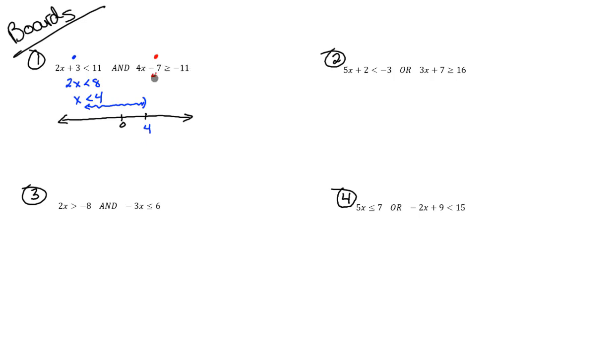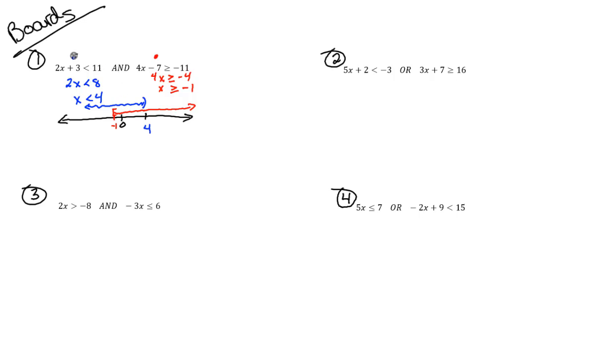Add 7, we get 4x greater than or equal to -4. Divide by 4, and we get x is greater than or equal to -1. We don't switch directions because we didn't divide by a negative. We divided by 4, so it stays the same direction. So that's -1 is about right here, and it says it's greater than or equal to, so it goes like this. There we go. And we have the and.